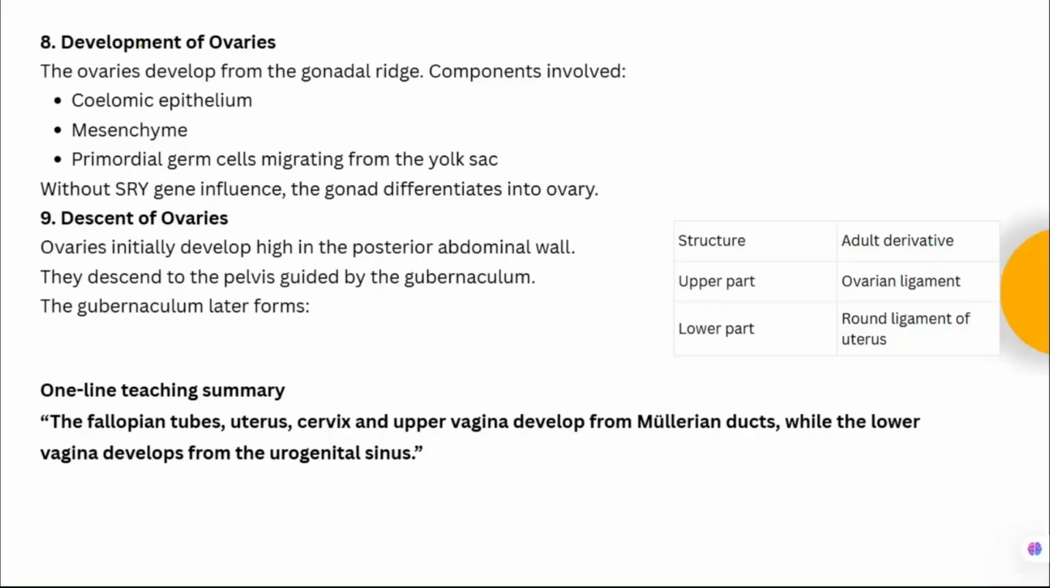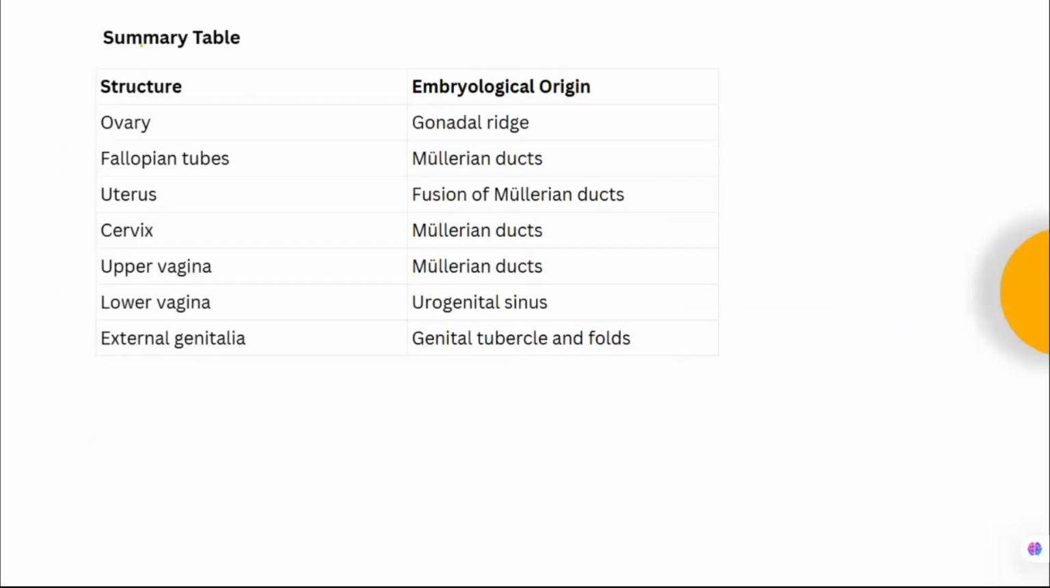Okay. So if you want to remember in one line, the fallopian tube, the uterus, cervix, and the upper part of the vagina will develop from the Mullerian ducts, while the lower vagina will develop from the urogenital sinus, from the sino-vaginal bulb. So that is the development of the female reproductive system.